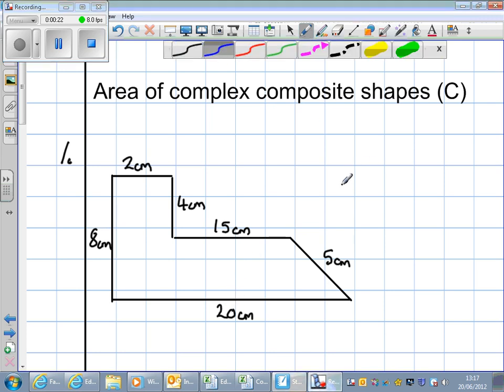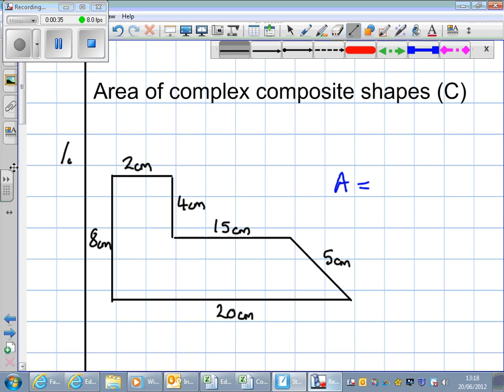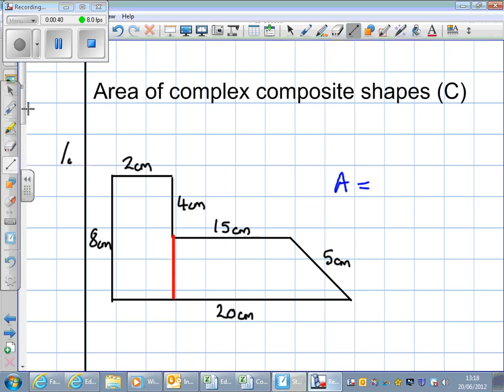Now, the reason I've called it more complex is that instead of breaking it down into two simpler shapes, we'll probably have to break it down into three or more. Now let's have a look at how we would find the area of this shape here. We're going to break it down into three simpler shapes. A rectangle here, call it rectangle 1. Then another rectangle here, rectangle or shape 2, and a triangle, which I'm going to call shape 3.